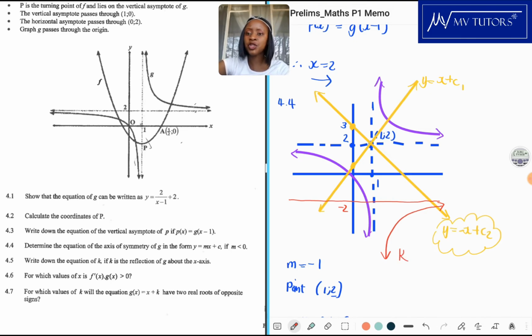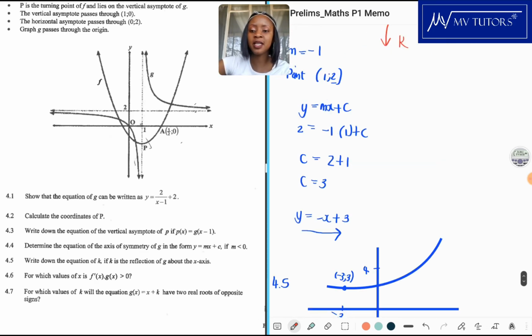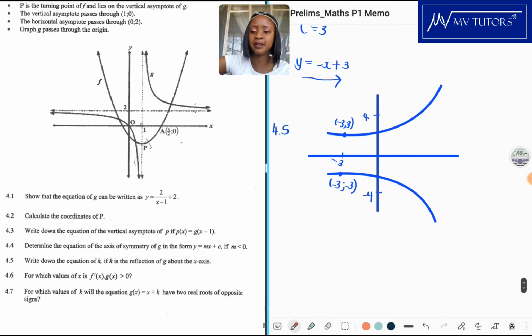And the other portion, if I started there, it has to pass through the origin. It would do this. This is how k would look. But they don't want us to sketch k. They just said, what is the equation for k?